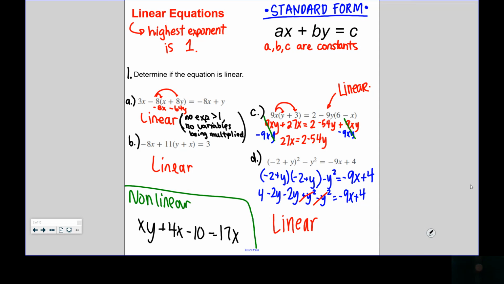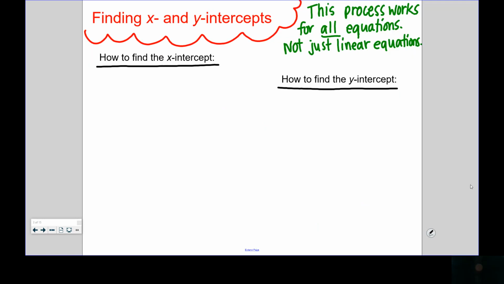All right, so we're going to talk about x and y intercepts. This is pretty simple. We're going to do some examples of x and y intercepts, and then we're going to be done for the day. All right, so x and y intercepts. So we're just going to put two little columns here, how to find the x-intercept, how to find the y-intercept. And then I just added a little note up there that this process actually works for all equations, not just linear equations. So any kind of equation that you have, linear or nonlinear, this is the process for how to find the x and y intercepts.